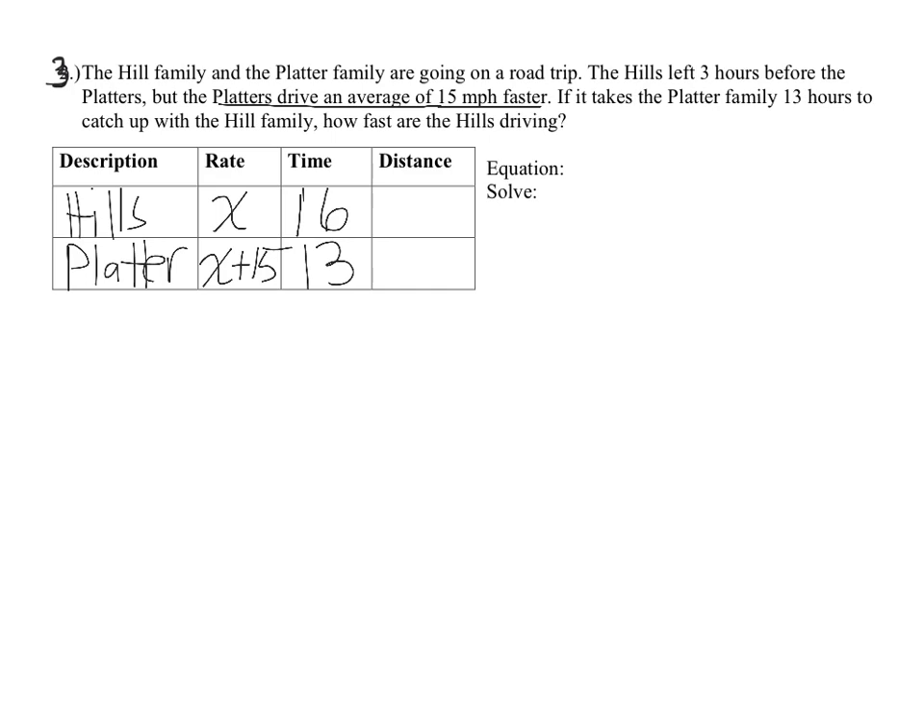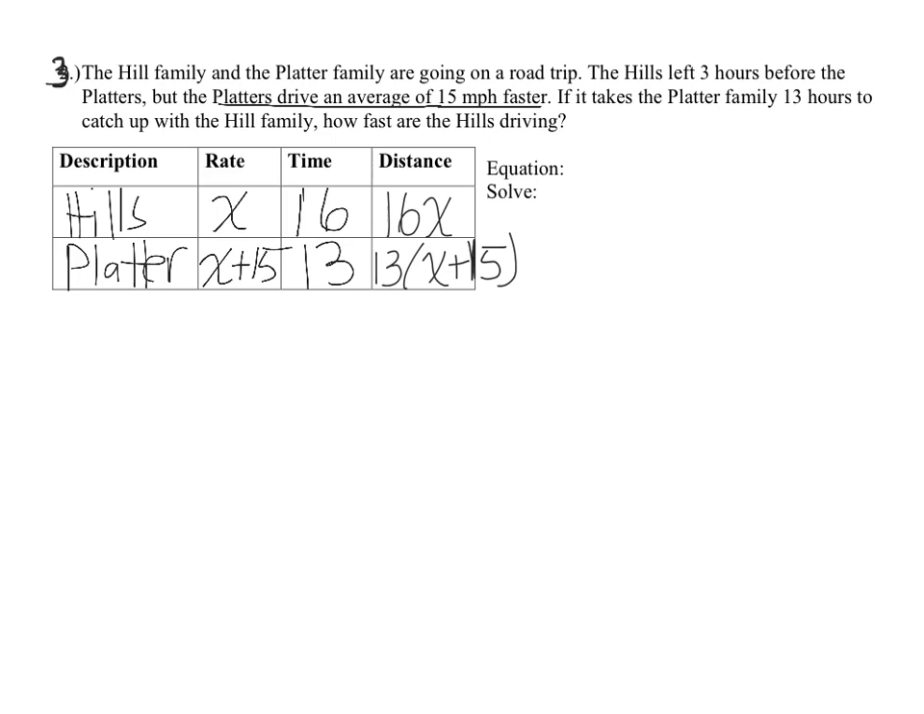So now, distance. This column is always rate times the time because this distance column is representing the Hills' distance. And you can get the Hills' distance by multiplying your rate and time together. So x times 16 is going to be represented with 16x. And then the Platters are going to be 13 times x plus 15. And if you feel like distributing that 13 to the 15 to start with, you're allowed to do that.